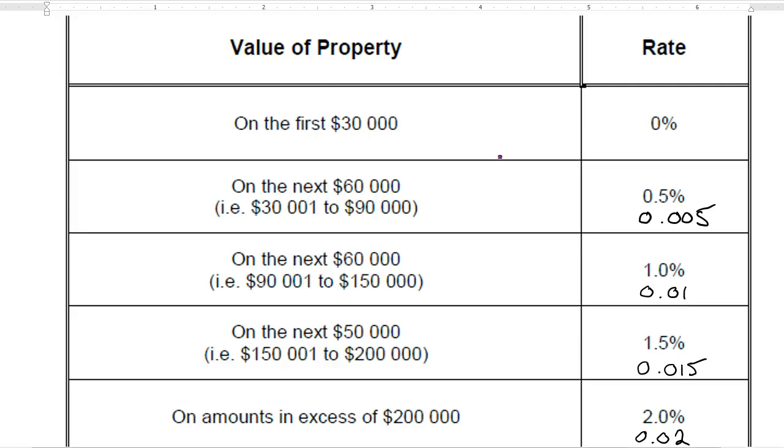Now to help you out here, you may want to think back to graduated commission from grade 10 and grade 11, where the more you sell, the higher your commission rate. Same idea. We're going to have to break the value of our property into the steps that are outlined for us, and then calculate the amount of tax for each step individually.